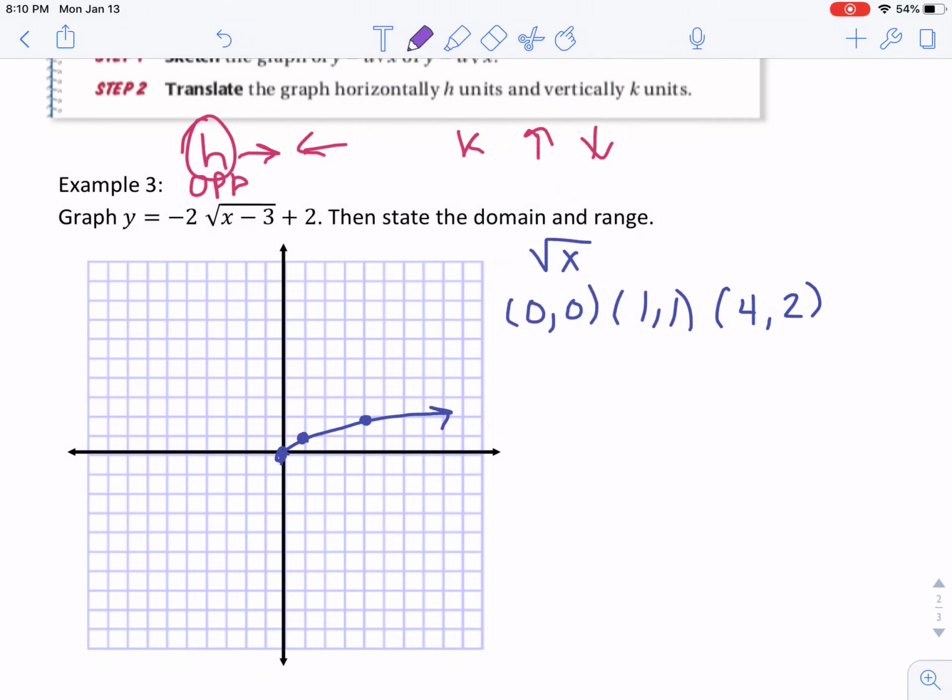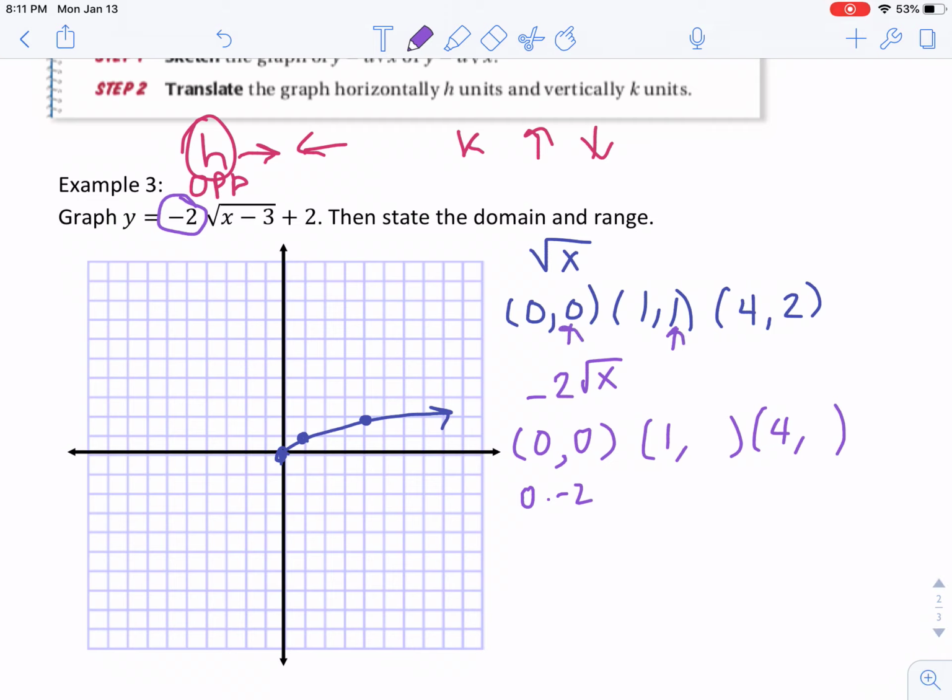Okay, I am going to do the entire a value this time. So I'm going to do -2 square root of x. I am not going to be shifting it left or right yet. So when you do your a values, that just affects your y. So your x's all stay the same. And we're going to find our new y. So I'm going to take 0 times -2. Well, that gives me 0. I'm going to take 1 times -2. And that gives me -2. And I'm taking 2 times -2, which is -4.